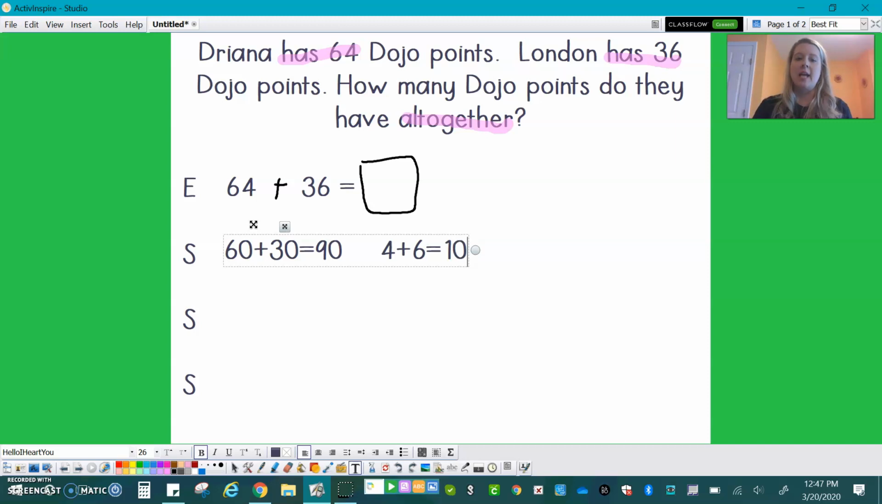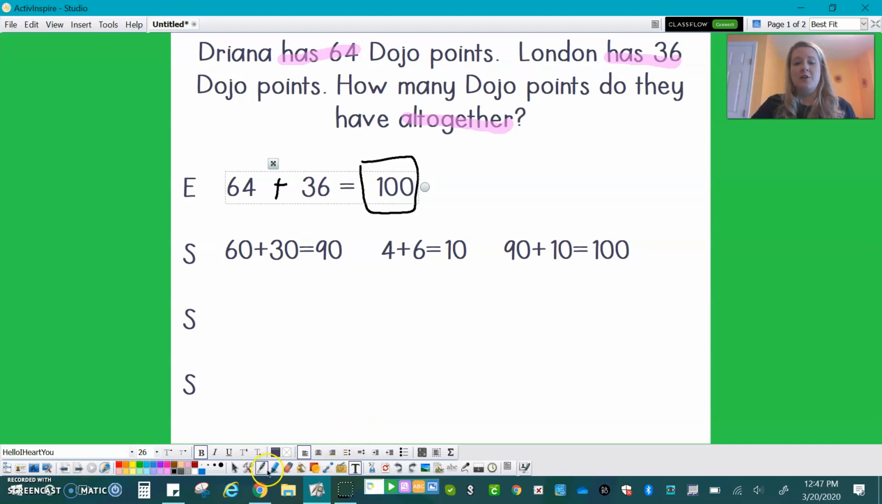Now that I've added my tens and I've added my ones, I need to combine my answers. So for my first equation, I had a 90, and for my second equation, I had a 10. So I'm really good also at skip counting by friendly numbers of 10. And if I count by tens, I can say 10, 20, 30, 70, 80, 90, 90 plus 10 more is 100. So that is my answer. But I need to check my work.